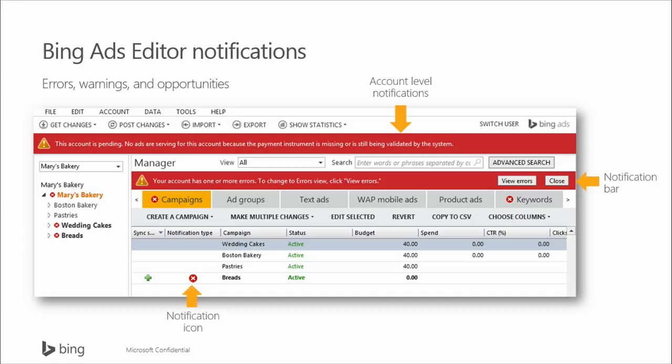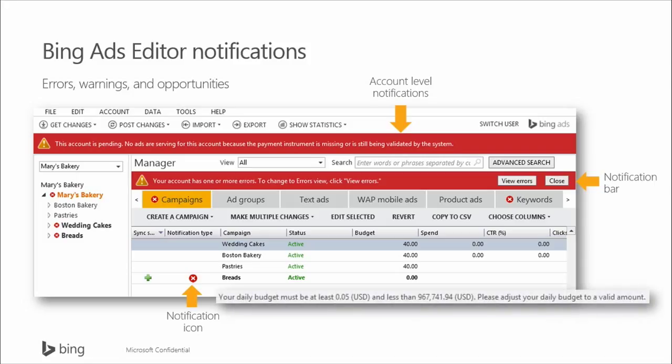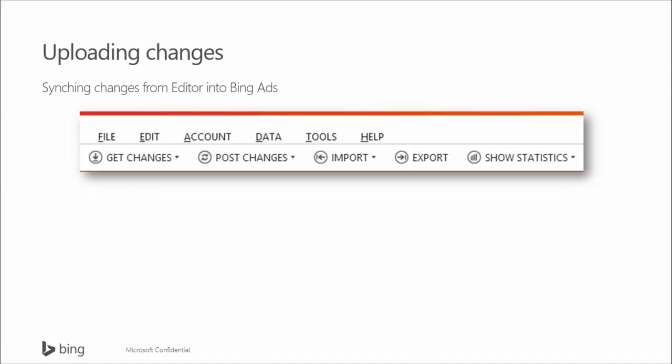And then, of course, I get notification icons in the specific view itself. And so I understand, oh, there's a problem with this actual breads campaign. What's the problem? The editor tells me that the budget has to be at least 5 cents less than this. Please go ahead and make that change. All right, fine. I can do that if I'd like, and I can go ahead and get about my day.